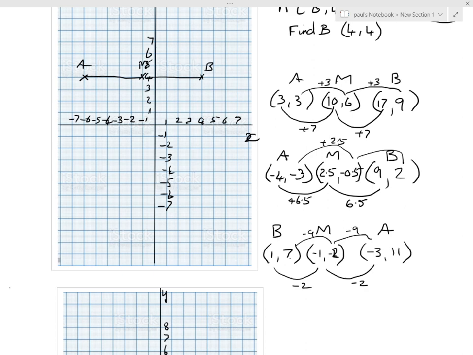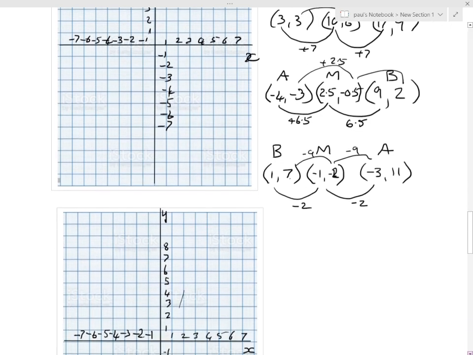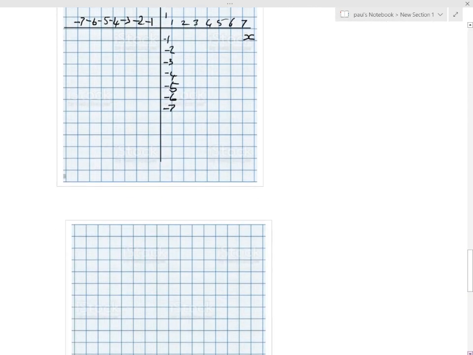So you can either find the midpoint by adding A and B together and dividing by 2, or you can see the gap between the end and the midpoint and just double it till you get to the other end. So that's that bit, and we'll come back to that in a minute. We might use it again.